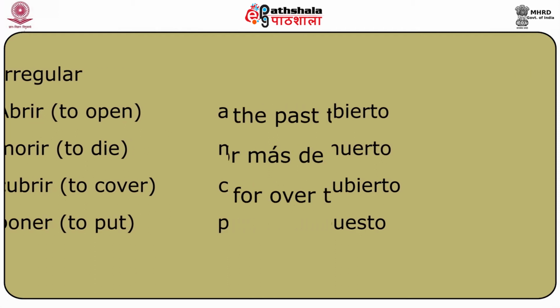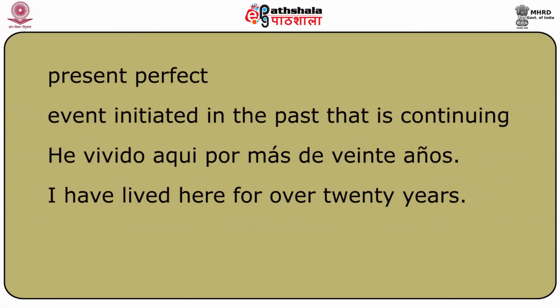The use of the present perfect in Spanish to communicate the following situations. 1. An action or event initiated in the past that is continuing into the present. So, whenever we are referring to an action or event which started in the past and that is continuing into the present, then we use this tense, which is: He vivido aquí por más de 20 años. I have lived here for over 20 years. The message says we have lived here and we continue to live here.